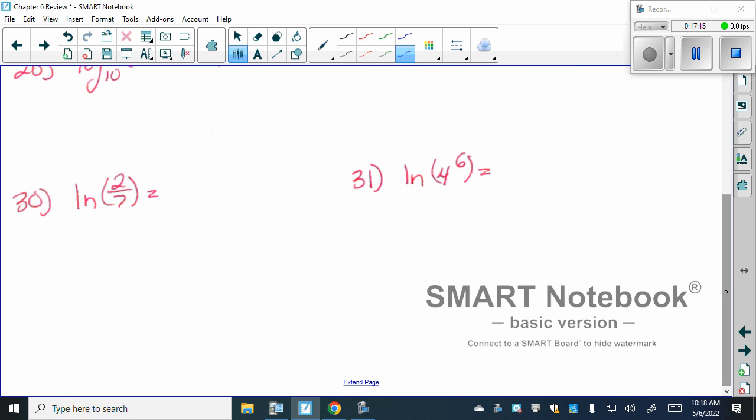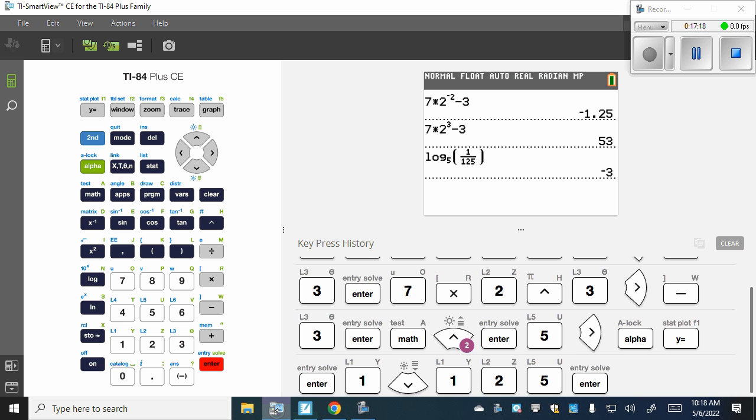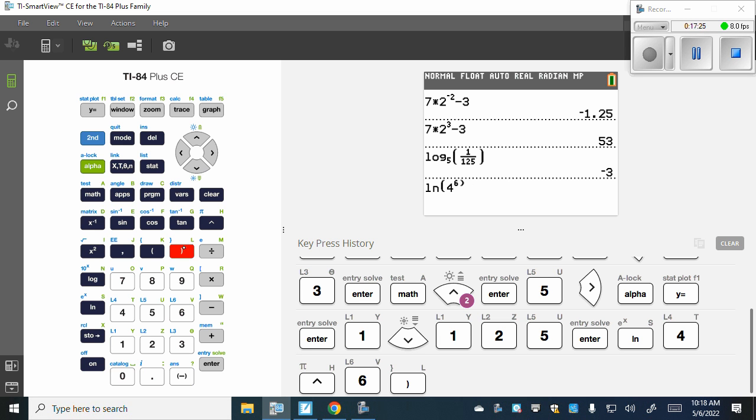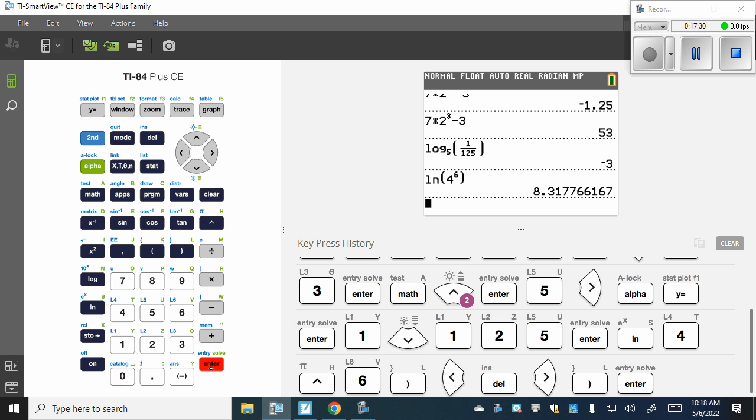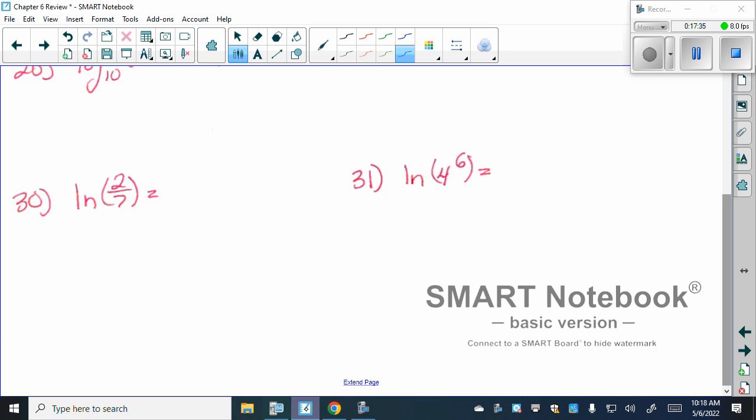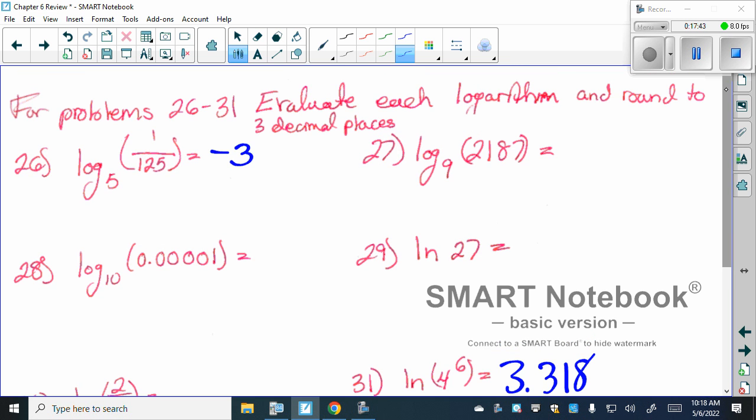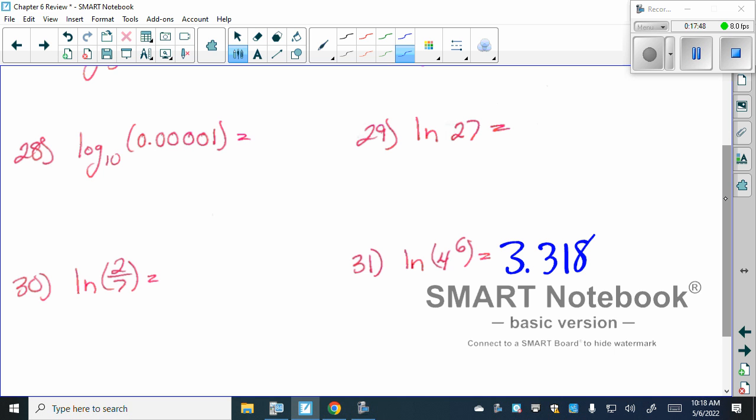So 31, ln of 4 to the 6th. So I would type it in exactly as it has it. So ln of 4 to the 6th. Well, helpful if that parenthesis was not in the exponent. Third. Yep. 318. Yep. So it'll say in the directions 3 decimal places. And if it doesn't specify, just ask. I will specify for it.